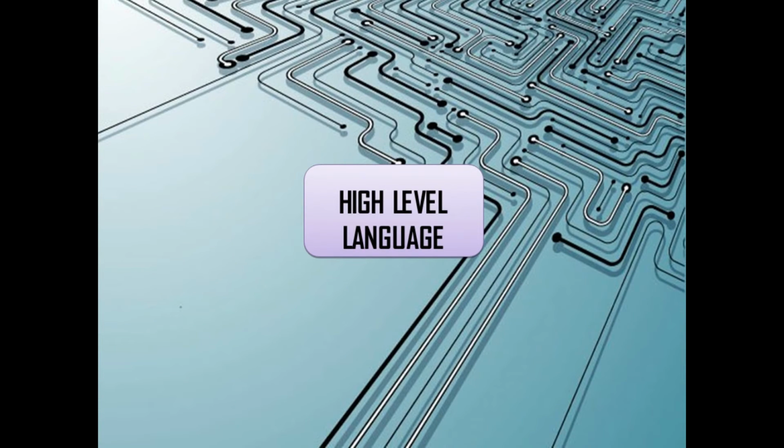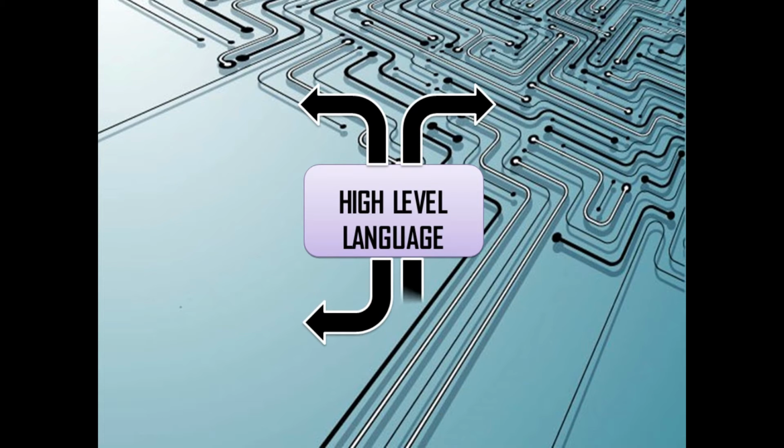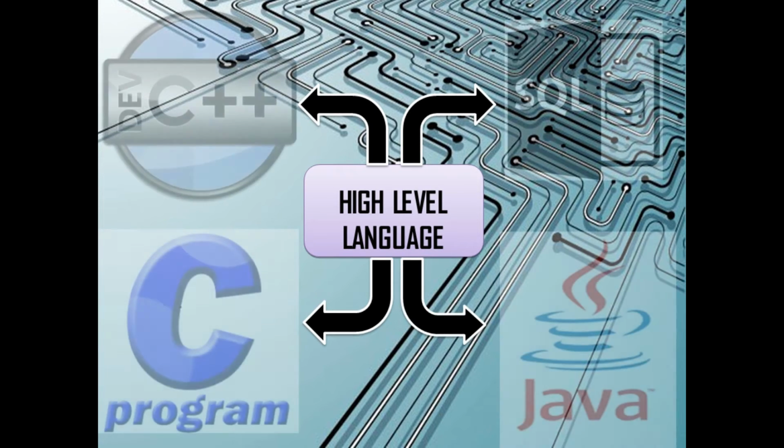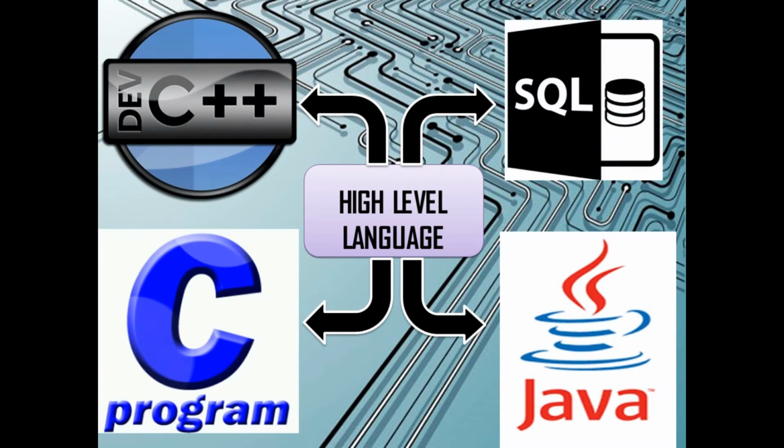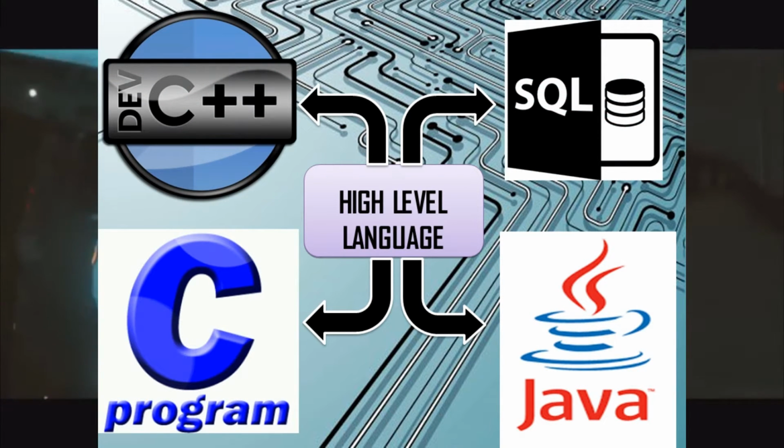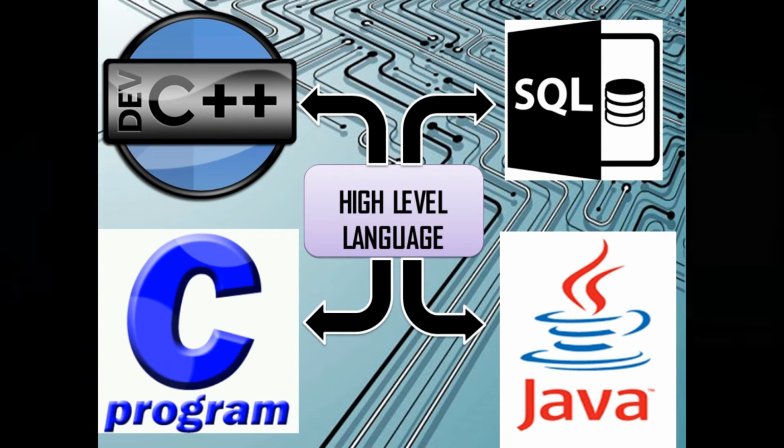High-level language. There are a lot of programming languages, and its examples are C, C++, Java, and SQL. These programming languages use different kinds of manner in terms of coding.